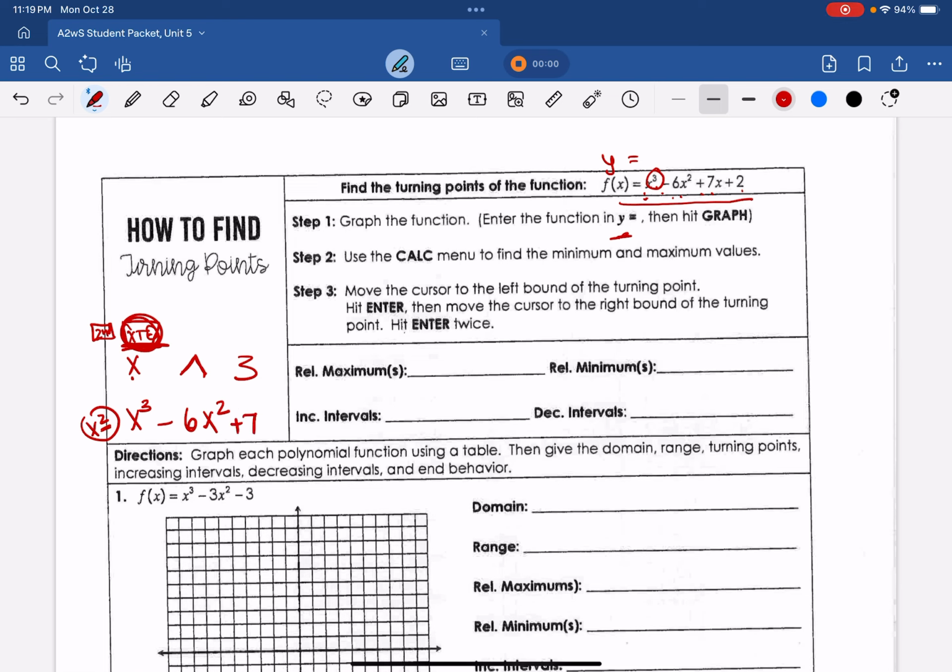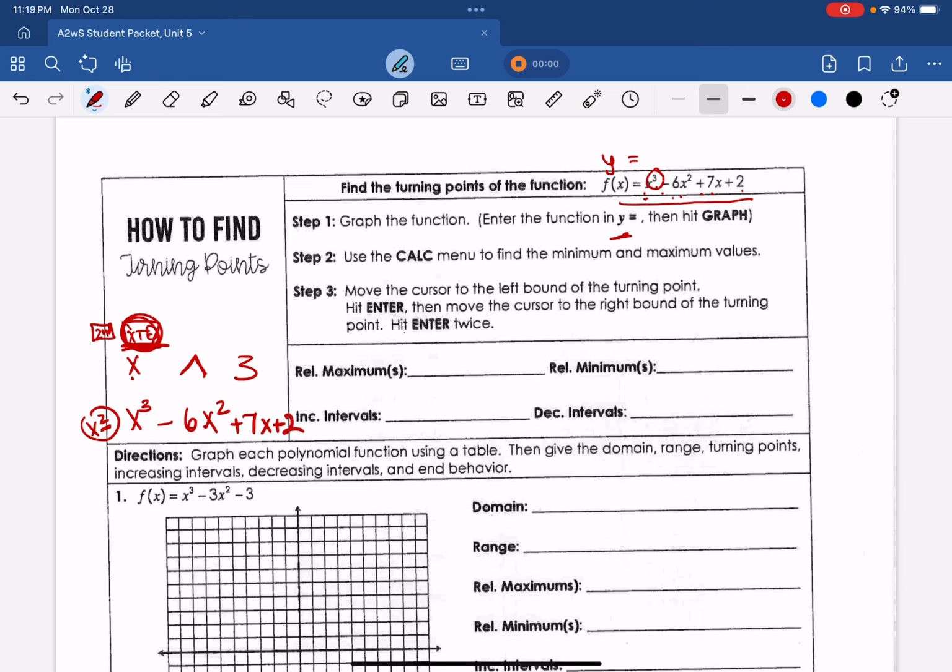Then plus 7x plus 2. All right, so practice that. Pause this video if you need to practice that. But when you plug that in your calculator, and if you feel like you've entered it correctly, you want to try to graph it. So you're going to go over to the top, and you're going to hit the button that says graph, and it should graph this thing for you.